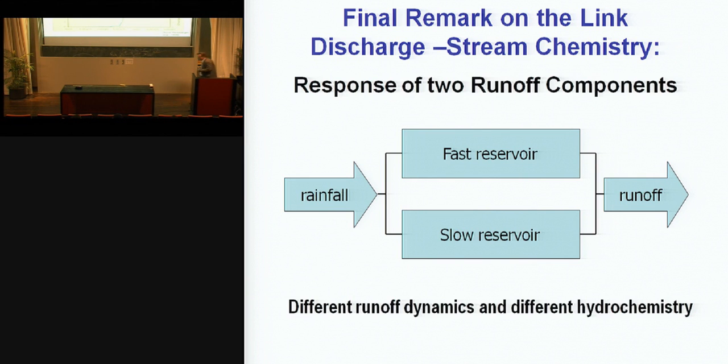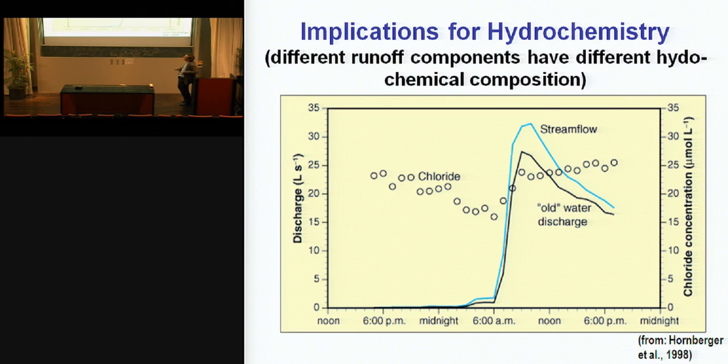Here you have a very dynamic system. The discharge from 0 goes up to 20, 30 liters per second. It's a small river system. And what you see here is a chloride concentration. During the low flow situation, chloride is at 25 something millimole per liter. Then it goes down to 15, and then up to 20, 25 micromole per liter. How can you explain this change of chloride during this event?